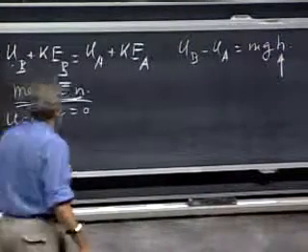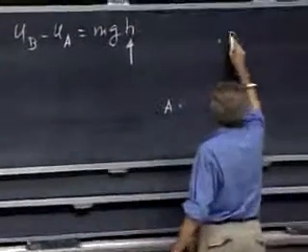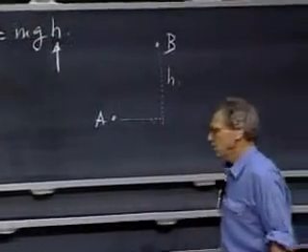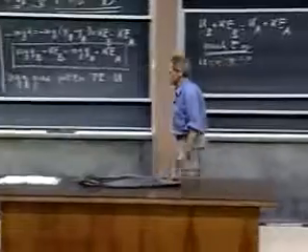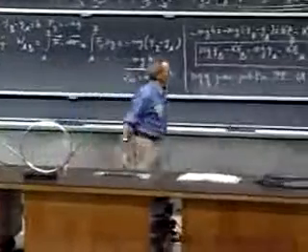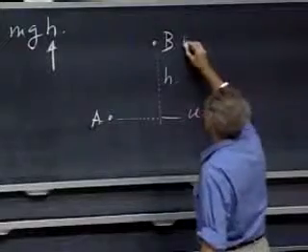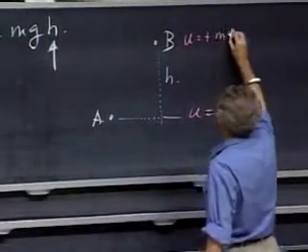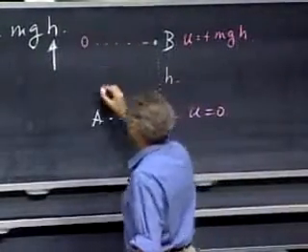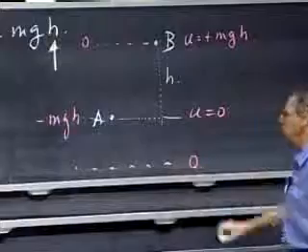It's easy to see. Suppose I have here point A and I have here point B. And suppose this separation was h. Well, if you prefer to call 0 potential energy at A, I have no problems with that. So we can call this u equals 0 here. Then you would have to call this plus mgh. If you say, no, I don't want to do that, I want to call this 0, that's fine. Then this becomes minus mgh. If you prefer to call this 0, that's fine too.